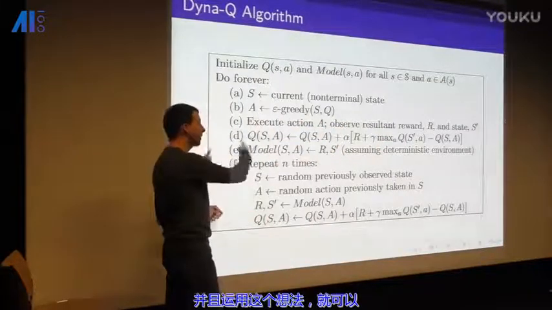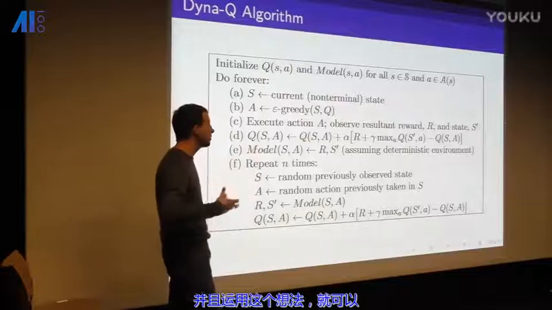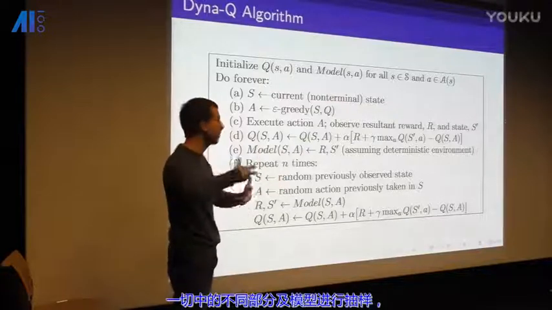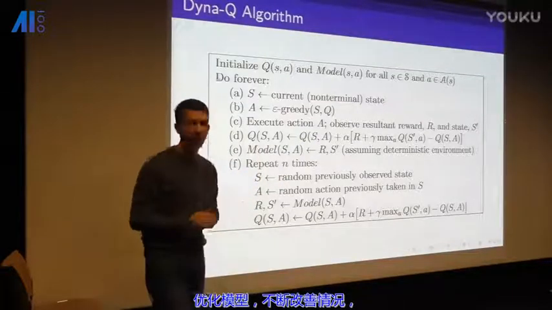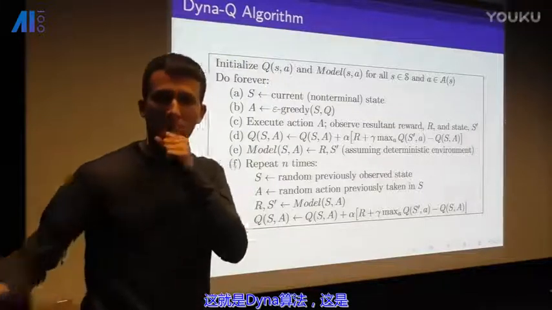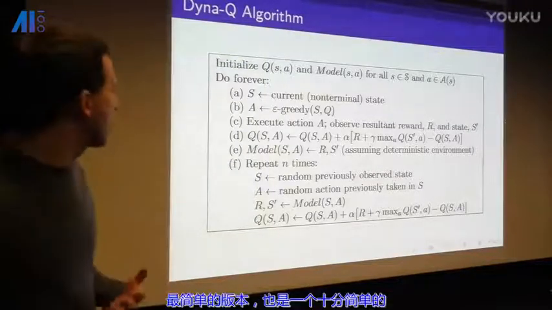And if we keep sampling and applying this idea, then we can do better and better by just sampling different parts of everything we've seen, sampling our model and improving it. That's the Dyna idea. It's the simplest version with a very simple model.